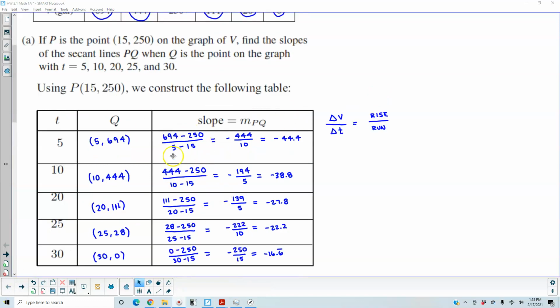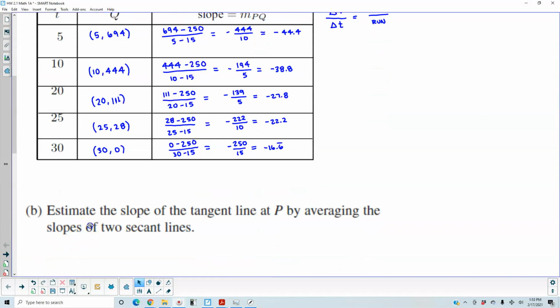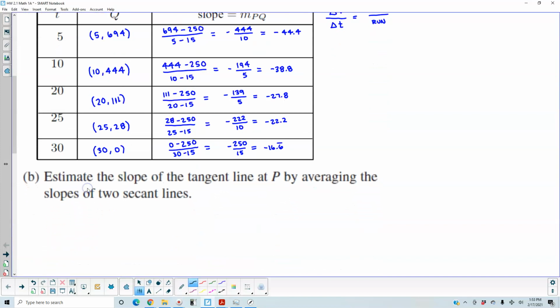So here is a summary of the table that we found for the slopes of the secant lines PQ when Q is the point on the graph when T is equal to the following. Now, we're going to move to the next question. The next question asks us to estimate the slope of the tangent line at P by averaging the slopes of two secant lines.